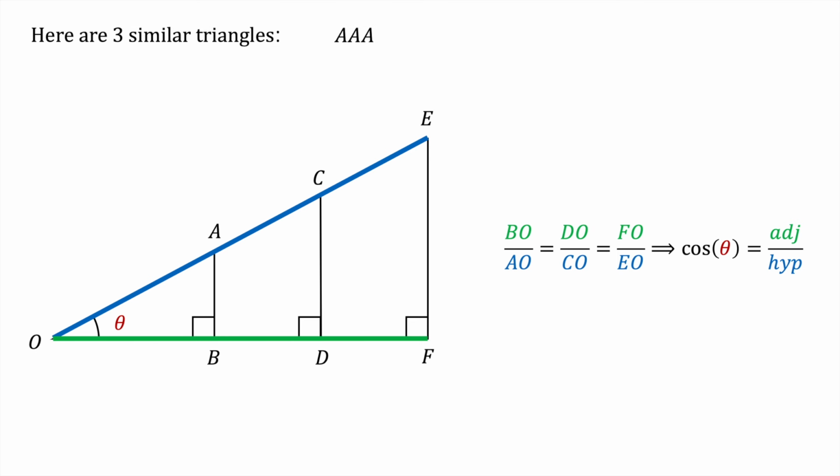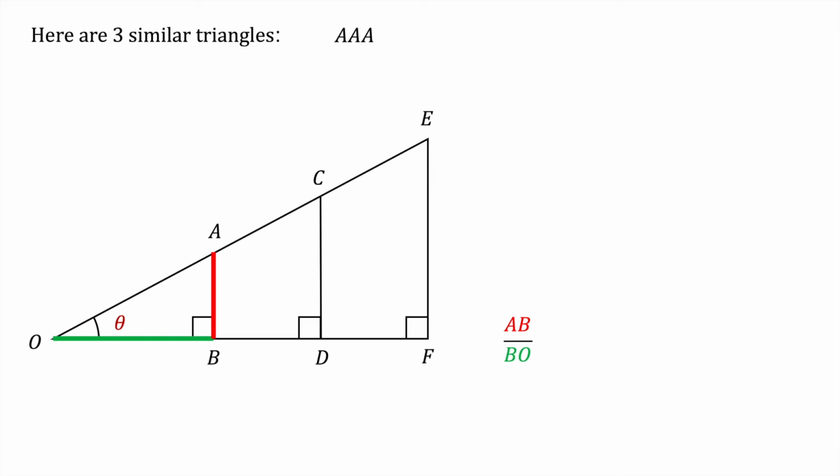This also means that the ratio AB divided by BO equals CD divided by DO equals EF divided by FO. Again, we can also make an infinite number of similar triangles with the same interior angles as these three, and the ratios of the opposite divided by adjacent of these similar triangles will all be equal to each other. That fact is essentially what tangent theta equals opposite divided by adjacent is saying.